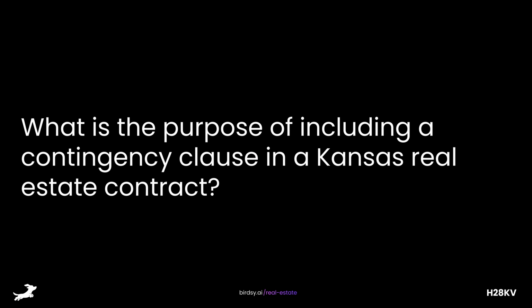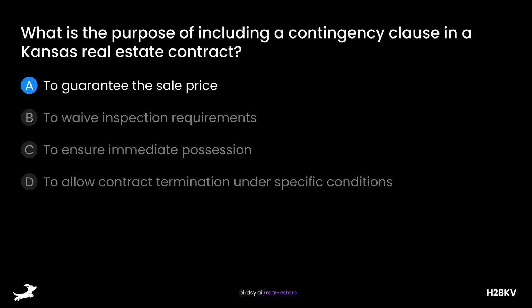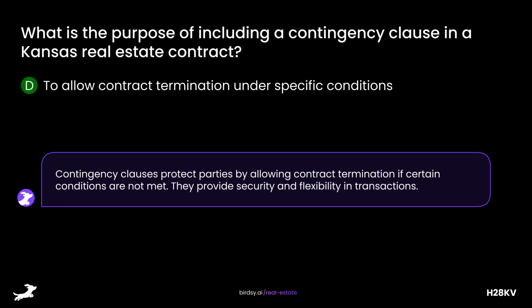What is the purpose of including a contingency clause in a Kansas real estate contract? Is it A, to guarantee the sale price, B, to waive inspection requirements, C, to ensure immediate possession, or D, to allow contract termination under specific conditions? The answer is D, to allow contract termination under specific conditions. Contingency clauses protect parties by allowing contract termination if certain conditions are not met. They provide security and flexibility in transactions.